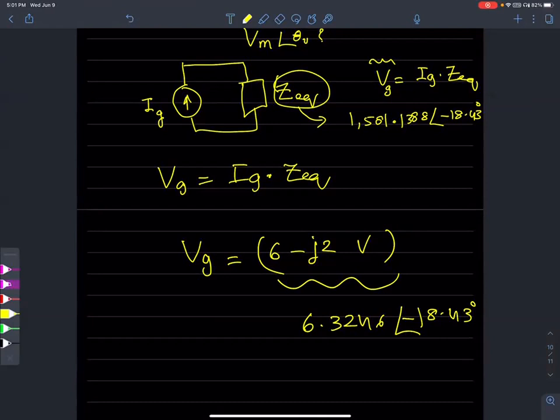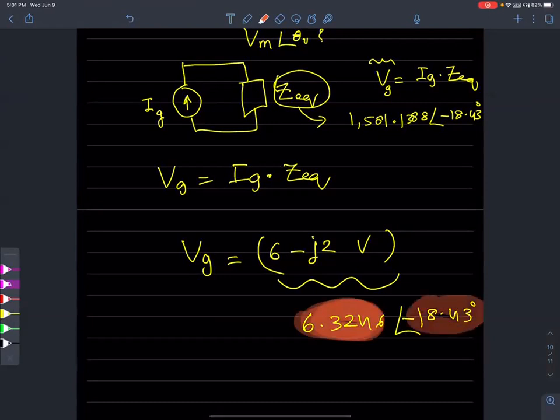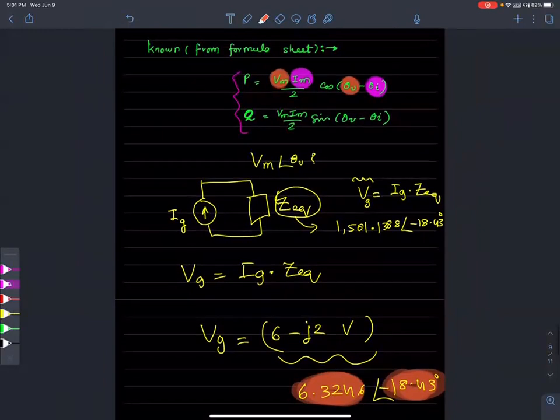Now you have your Vm and your theta V. Now you have everything you need in this equation. There is that Vm, there is this Im, which is given, theta V and theta I. It's a matter of plugging into the cosine and sine trigonometric functions. Questions, please.